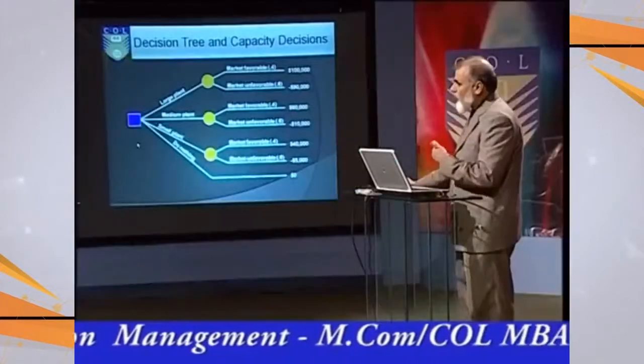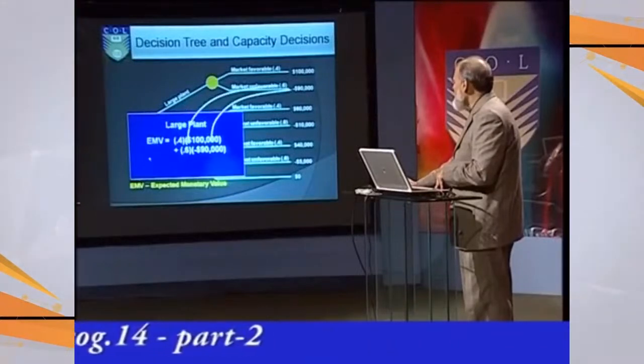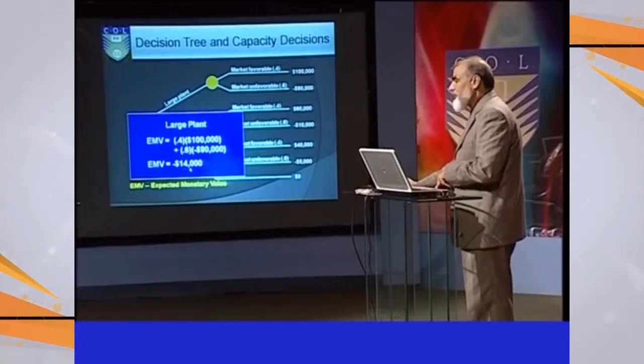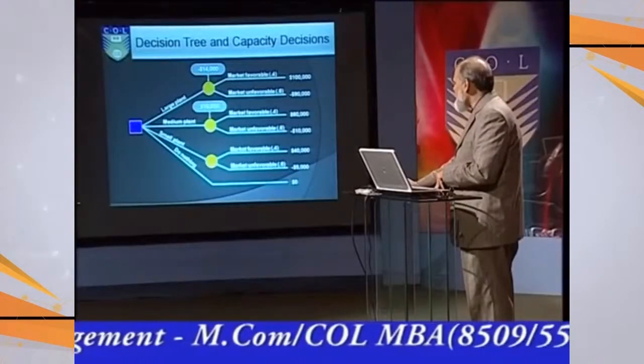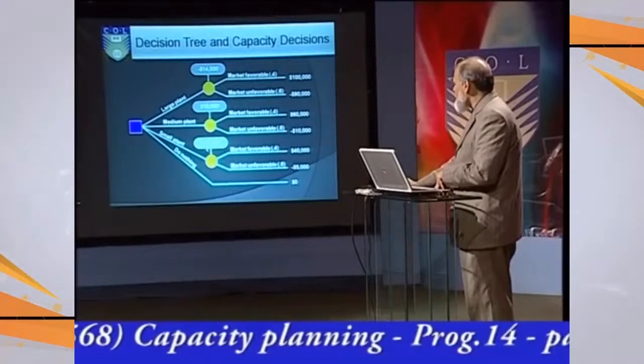This is what we call the decision tree analysis. For the large plant, EMV stands for expected monetary value. EMV for the large plant is 0.4 into 100,000 plus 0.6 into minus 90,000, which is minus 14,000. It means the expected monetary value of a large plant is negative. Similarly, we calculate the expected monetary value for the medium plant, which is 18,000. We calculate the expected monetary value for the small plant, which is 13,000.